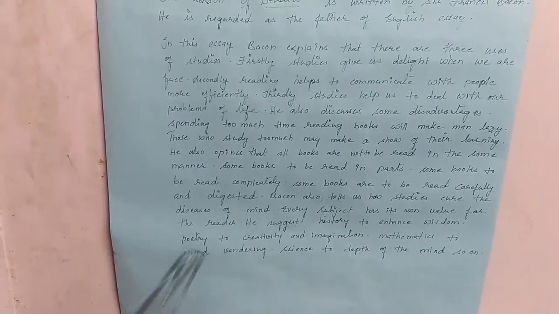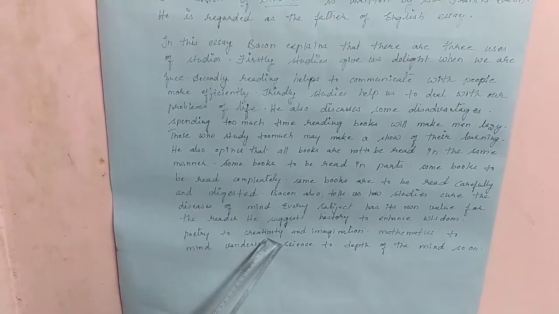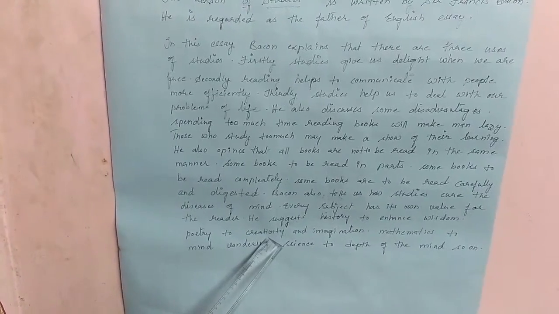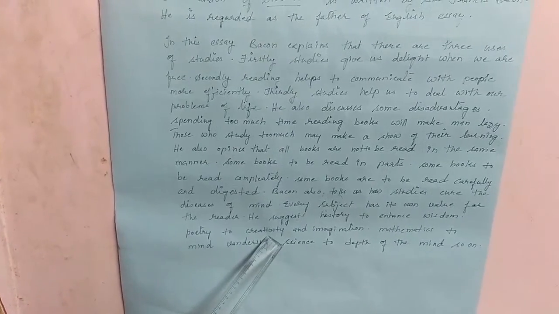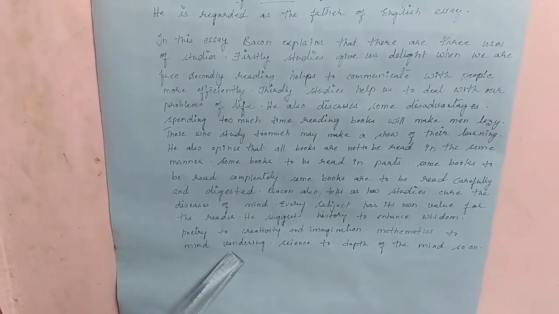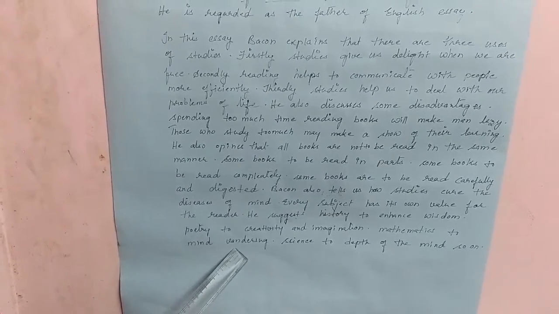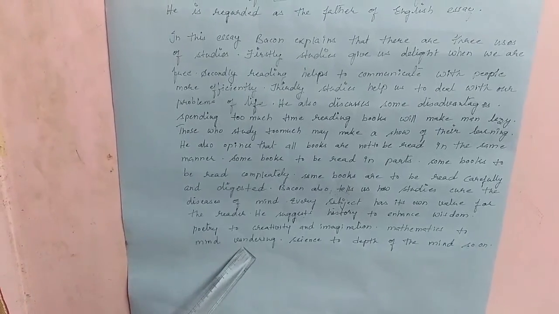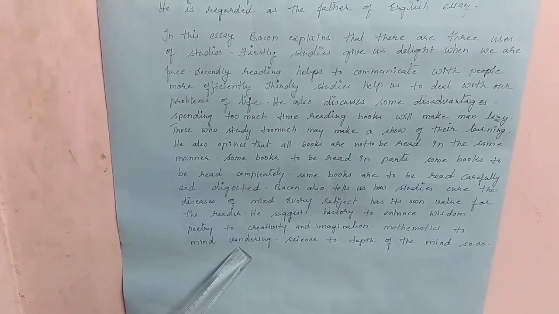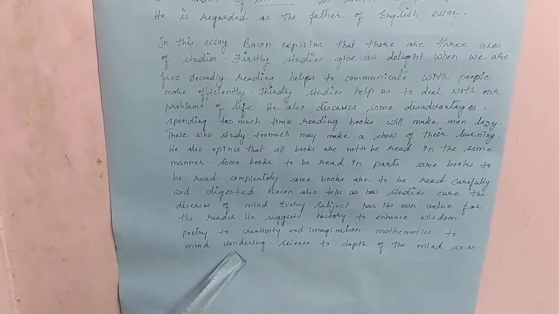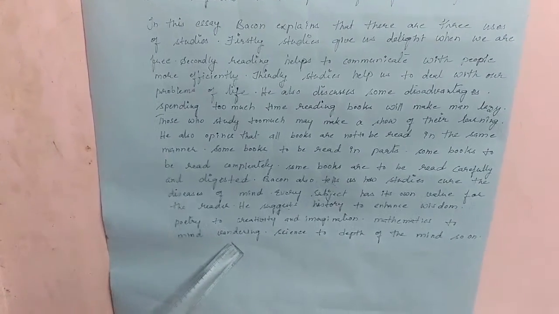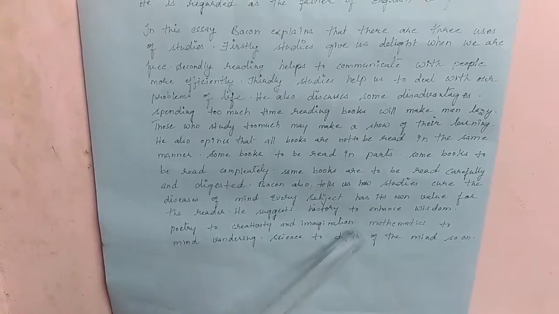Then poetry for creativity. We can read poetry or different kinds of poems by different writers, so we can develop our creativity and imaginative skills. Then mathematics for mind wandering. For those who do not concentrate on things properly, who have unstable minds and are not constant in their studies, he prefers mathematics.